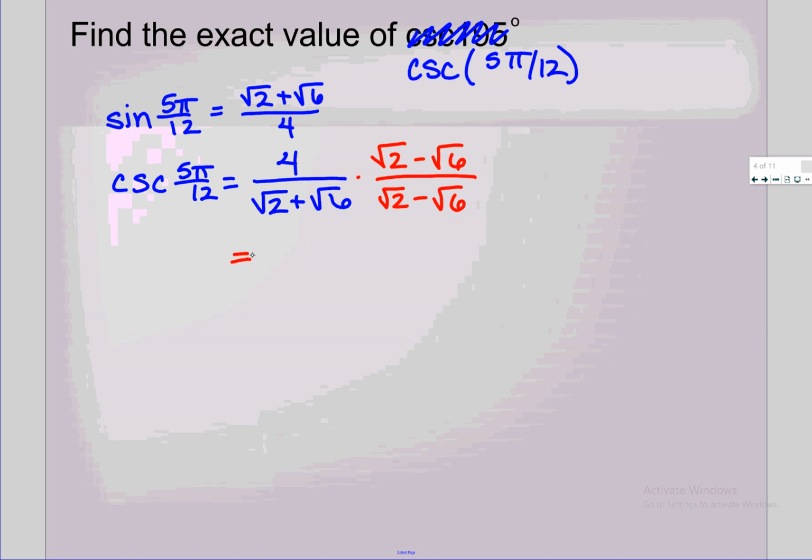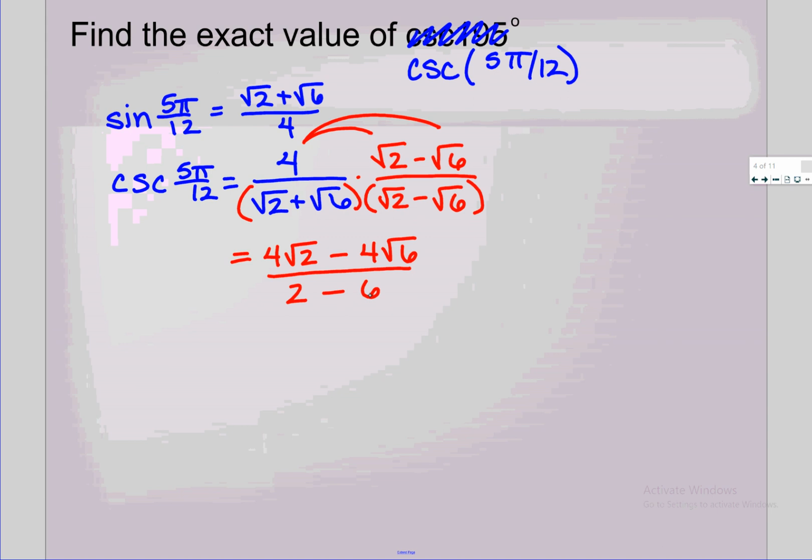Okay. Now on top, you are just distributing that 4 through. So that gives you 4 rad 2 minus 4 rad 6. On the bottom, technically you're FOILing, but they're conjugates. And what happens when you FOIL out conjugates? The outside and inside cancel. So you really only need to do first and last. First terms are rad 2 and rad 2. What's rad 2 times rad 2? 2. And my last terms are a positive rad 6 and a negative rad 6. Well, what's rad 6 times rad 6? 6, and one's a positive and one's a negative, so it's negative 6.